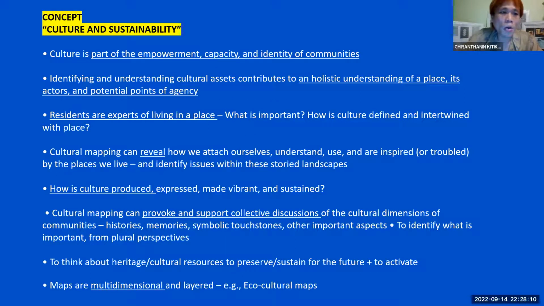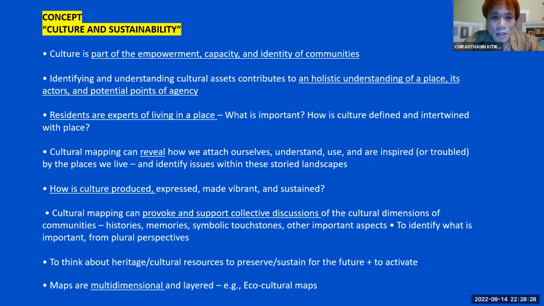So the concept of cultural mapping is just the way that you understand an area by culture, and that is the way that you use it in research from the sustainability point of view.